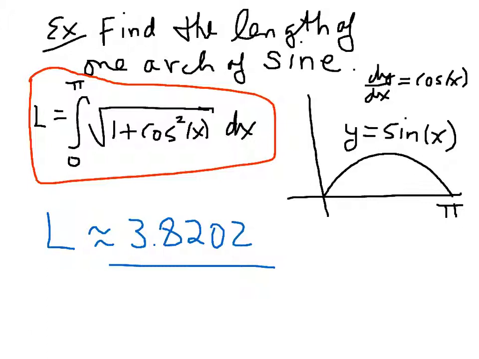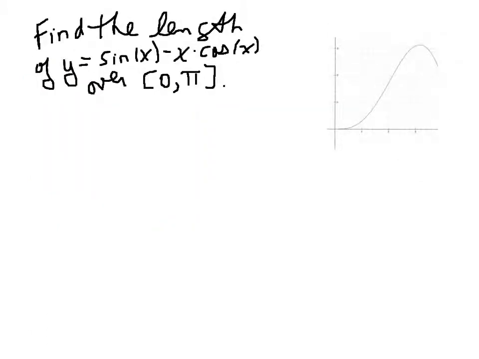Okay, let's try another one. Okay, so let's look at this example. What we want to find here is the length of the curve, sine of x minus x cos of x, sketched here, over the interval 0 to pi. So just to make sure we get it, dy/dx turns out to equal x times sine of x.